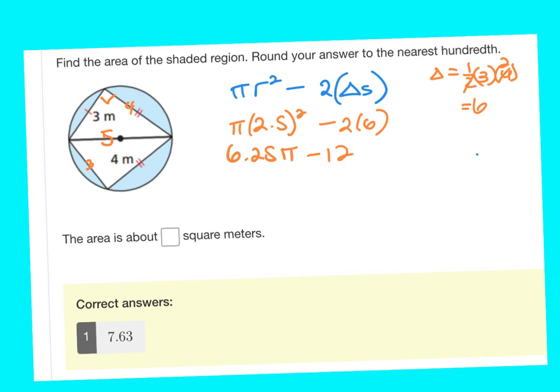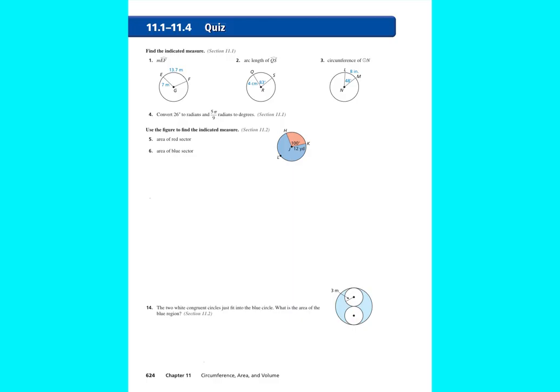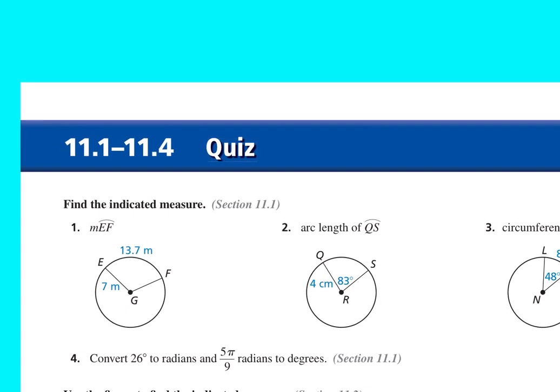Kept exact, it looks like that: 6.25 pi minus 12. That gives you 7.63. Question. Okay, this is covering 11.1, 11.4, but the 3 and 4 are whited out. It's just 11.4, 11.2.